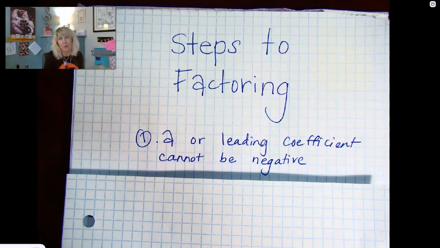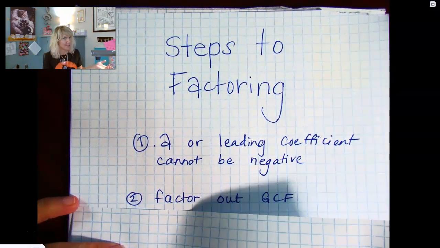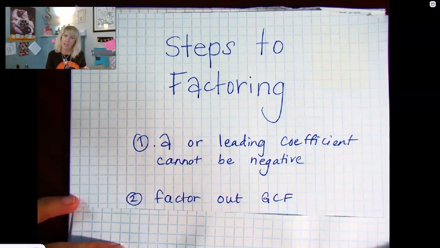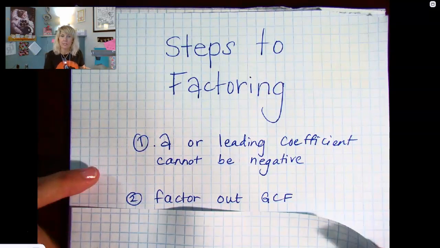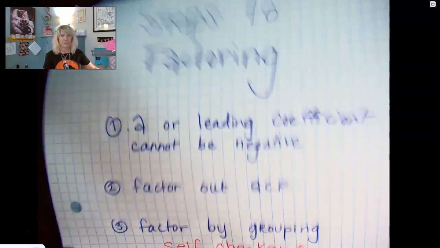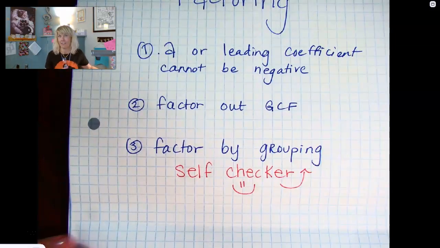Few things I want you to know about factoring. First of all, the a value or the leading coefficient, that cannot be negative. So if we're about to factor something and there is a leading negative sign, we got to factor that out. Step 2 is going to be factoring out a GCF. Sometimes there's a GCF, sometimes there is not a GCF. And the last thing that we are going to do is we are going to factor by grouping. And that's going to be a self-checker in and of itself.